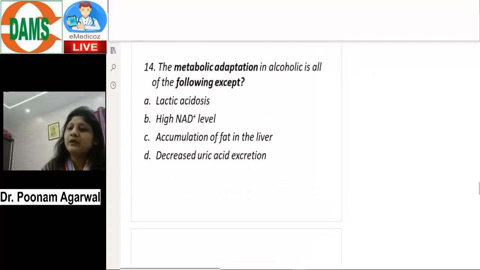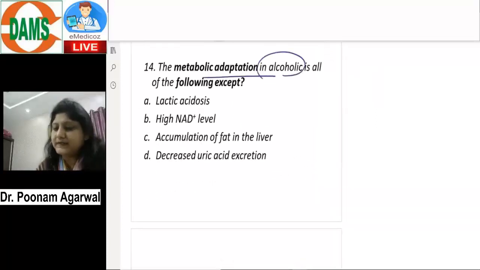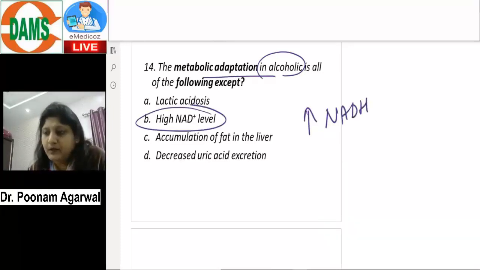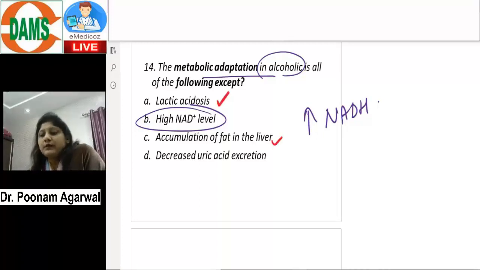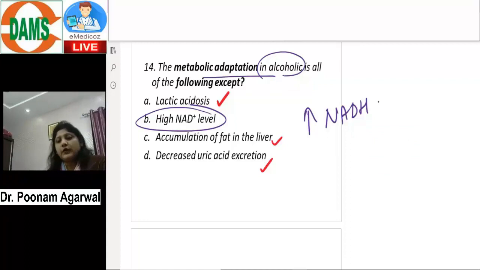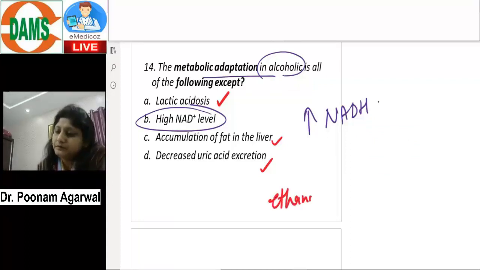Coming to the 14th question. Metabolic adaptation of alcoholic is all except. So NAD is not high, it is rather NADH which is high. So this is the answer in this question. But otherwise other things given in this question are all right. In alcoholics you have lactic acidosis, you have fatty liver, you have decreased uric acid excretion because of lactic acidosis. See what happens when you talk about ethyl alcohol, which in layman's terms is alcohol, C2H5OH, ethanol, that's converted to acetaldehyde, which is then converted to acetic acid.